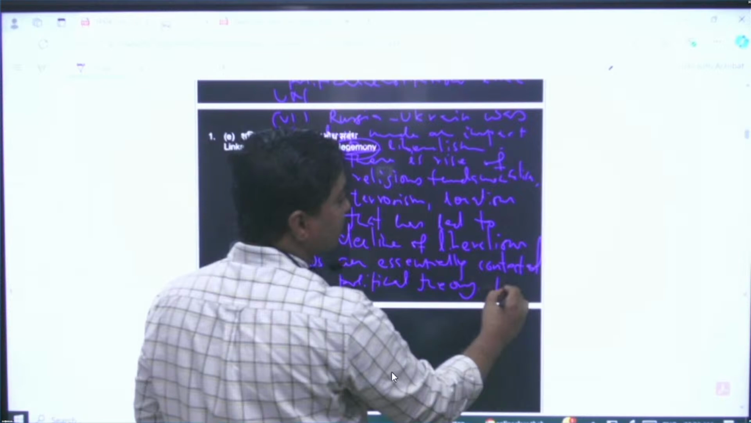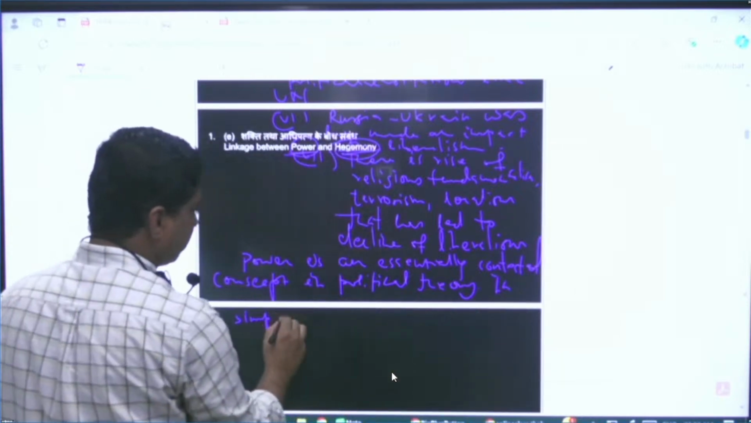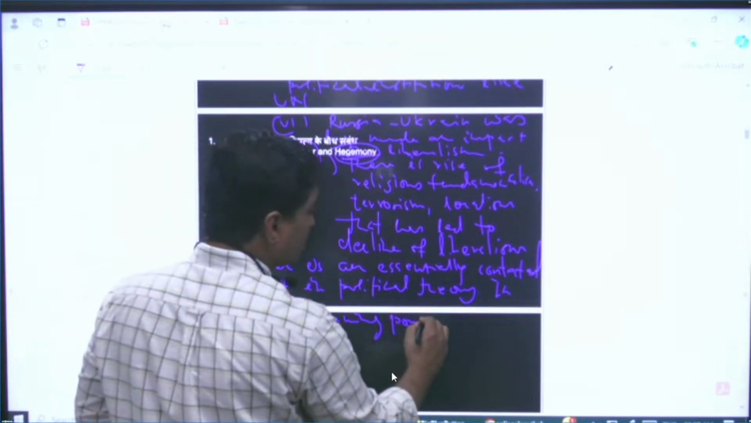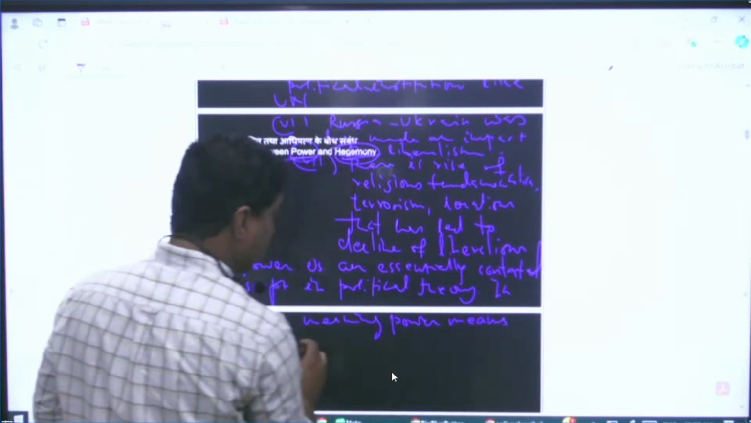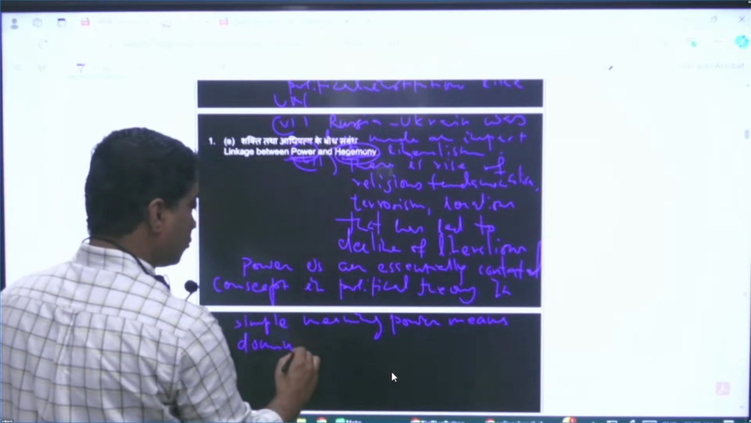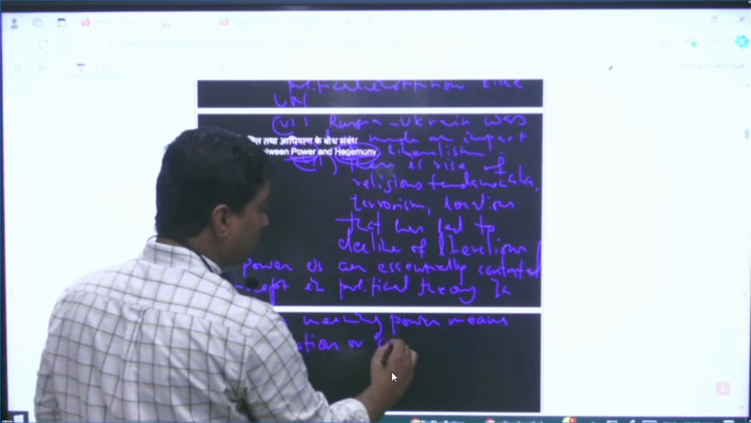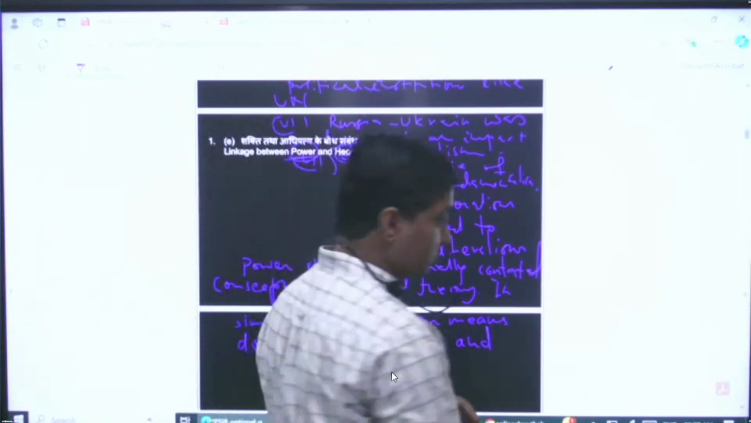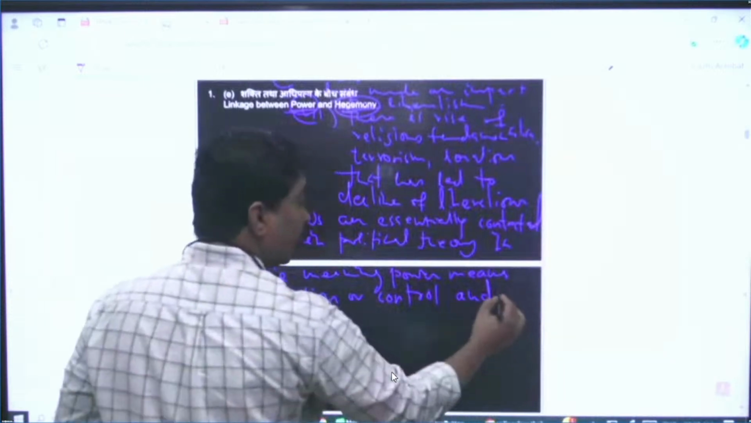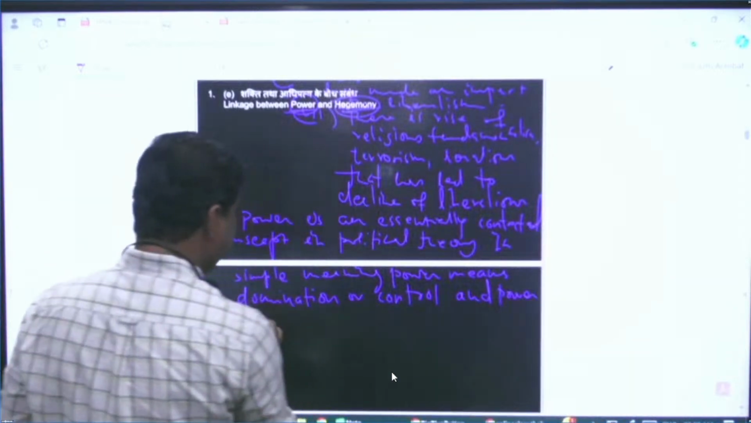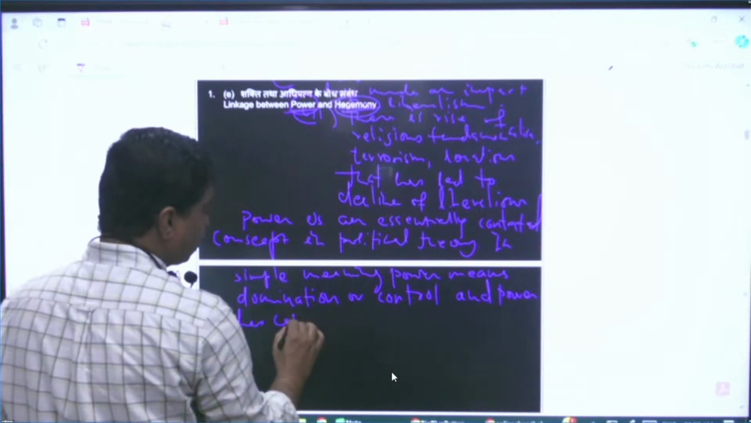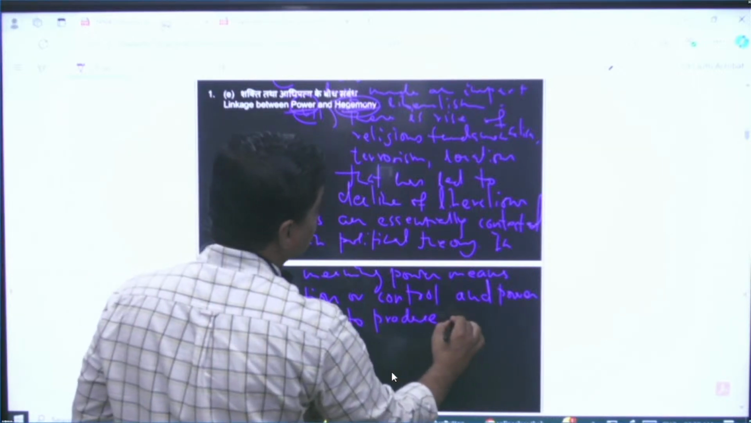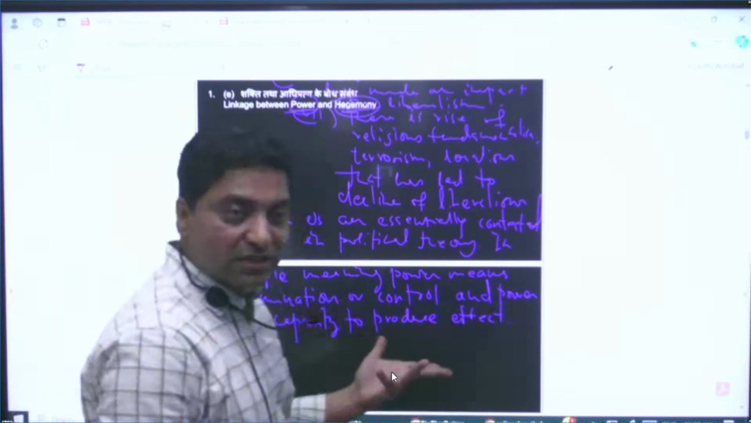In simple meaning, power means domination or control, and power has the capacity to produce effect. Now this four-line introduction is more than sufficient.